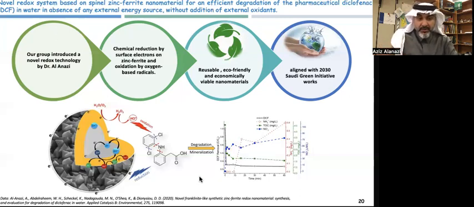The generated electrons from the zinc ferrite nanomaterial on the surface interact with molecular oxygen and water to generate superoxide anion, which further leads to the formation of hydrogen peroxide, which will also take a second pathway of oxidation. So we have an oxidation pathway as presented here, and a reduction pathway to degrade diclofenac. All of this aims to improve the degradation of these contaminants with a multidisciplinary approach.